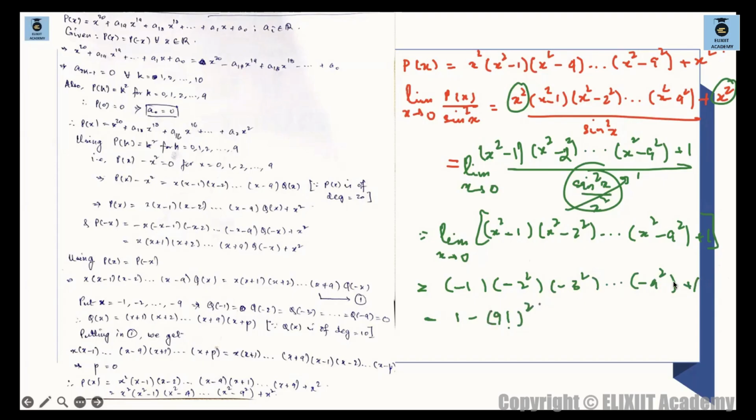What is this? 9 factorial whole square, no? The minus sign will remain because there are 9 terms over here. So 1 minus 9 factorial whole square. This is your final answer. Like I said, the limit was very easy. Once you figure out the approach, the limit is very easy.